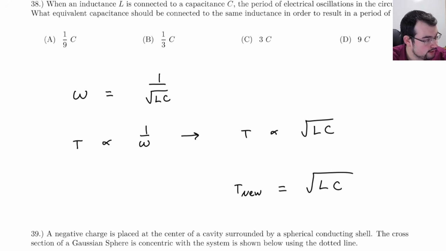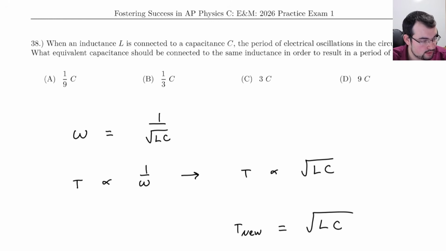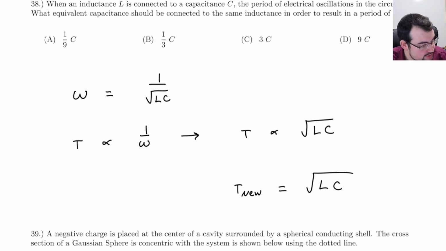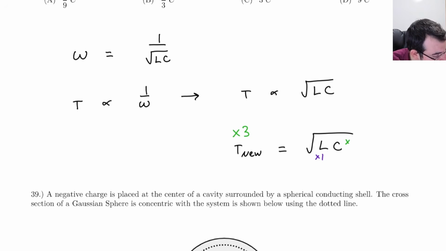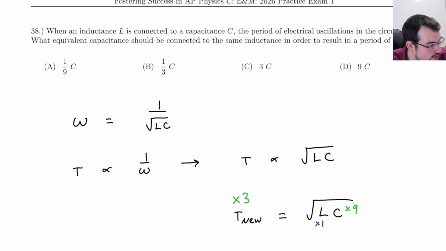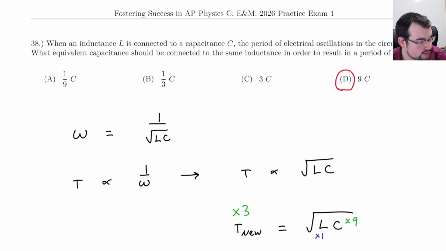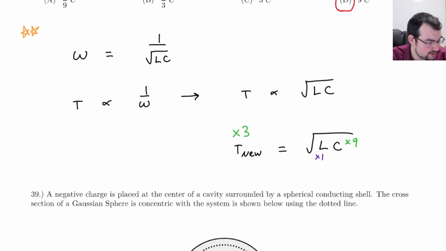So what we know is that we want the period to triple. And we also know that the inductance is the same. So what do we have to do to C? Well, we're asking, what do I have to square root to get 3? So that would be 3 squared, which is 9. So this is a level 2 because you've got to know that it's a reciprocal relationship with the formula sheet expression, but the actual plugging in isn't terrible.